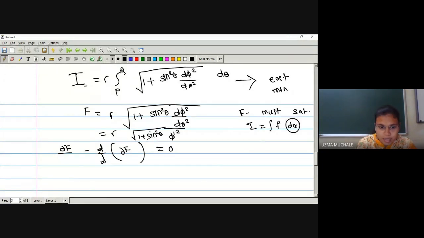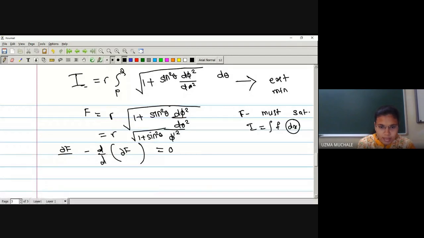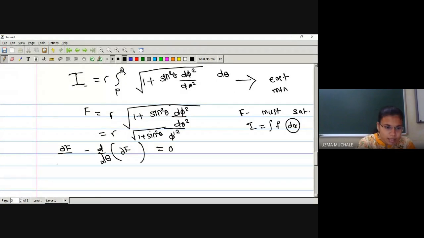Whatever dx we have in the integration, we write d by dx. Okay, so here whatever we have is d theta, so we have to take d by d theta. Whatever remains we write here: dou f by dou phi, and here it is dou f by dou phi dash. Okay.